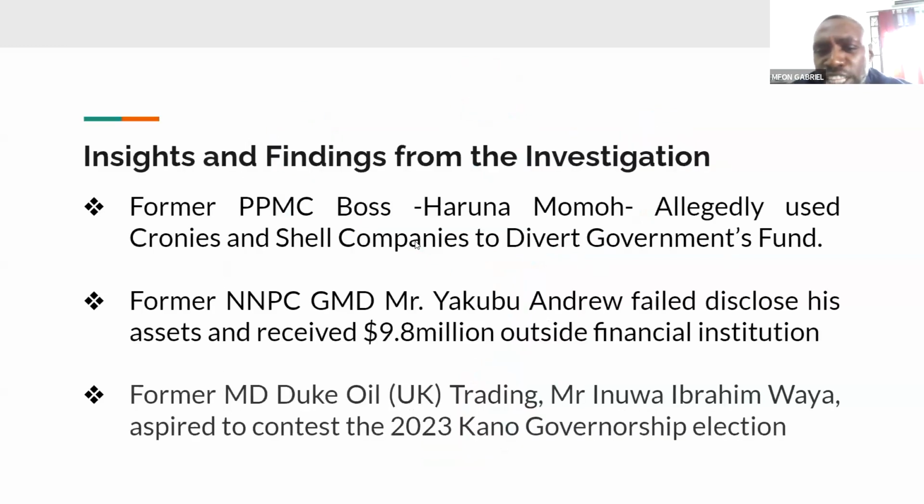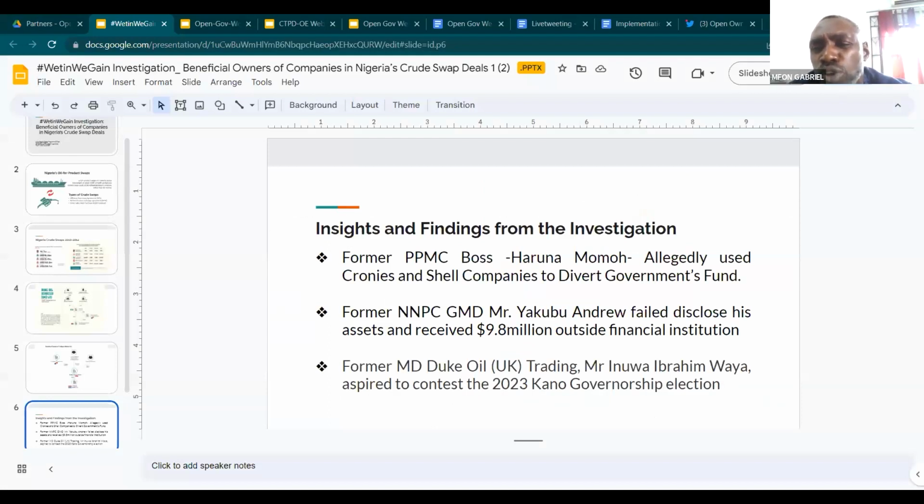Okay, so what were the key findings we observed? Within this period, we observed that the former boss of the Pipeline Products Marketing Company, a subsidiary of the NNPC, the MD, established several offshore companies, and also opened several bank accounts, up to about 50, where nairas and dollars were stashed. And this was discovered by one of the anti-corruption agencies in Nigeria.